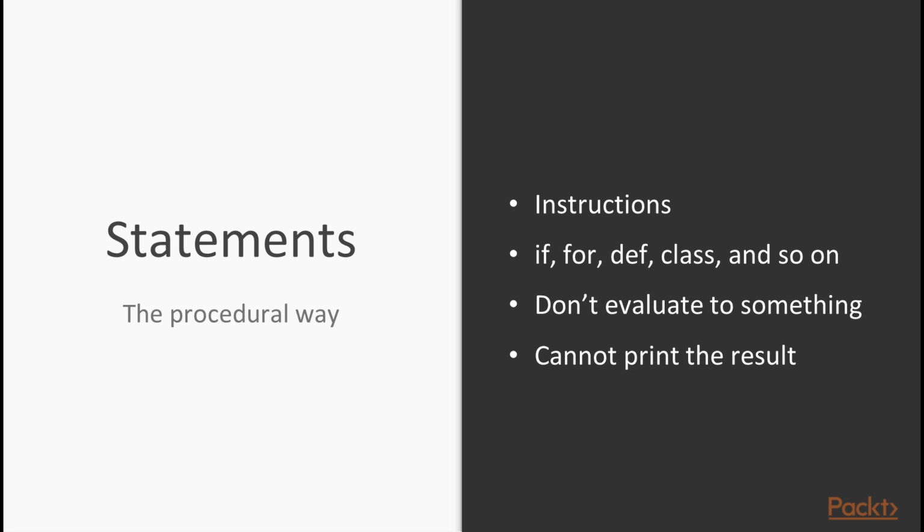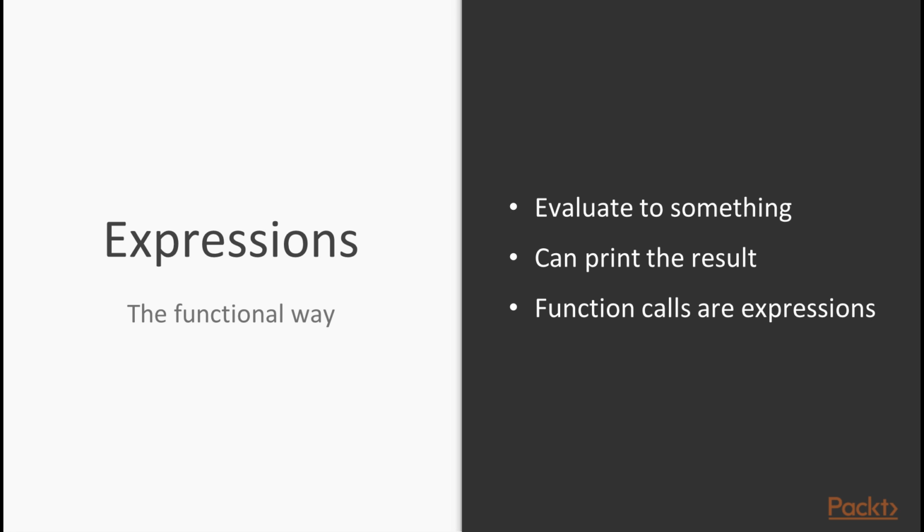All of these are procedural statements. Now, you can recognize a statement very easily because a statement doesn't evaluate to something. A statement is just an instruction and it doesn't have a return value, so to say. So in other words, if you cannot print a result of something, that means that it's a statement. And then we have expressions. Expressions are very important in functional programming, and expressions are basically everything that evaluates to some value. So basically, if you can print a result, then it's an expression.